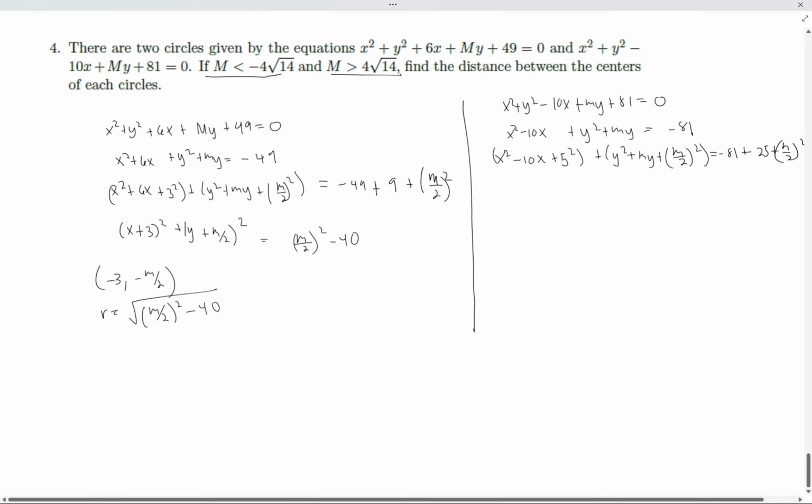Okay, now let's look at this. We now have this one right here. Condense this to binomial form.